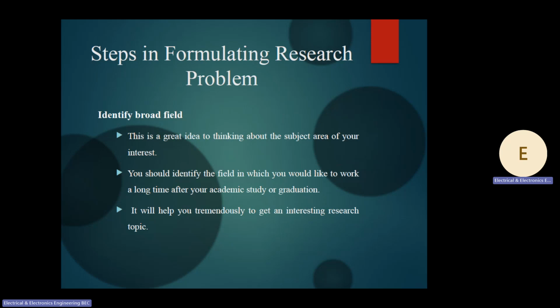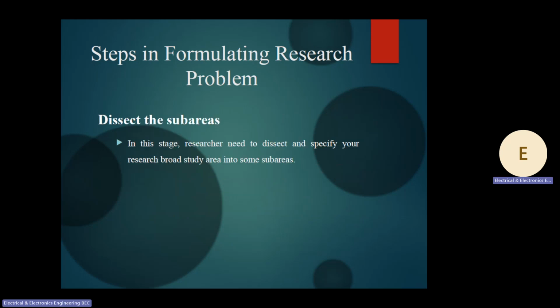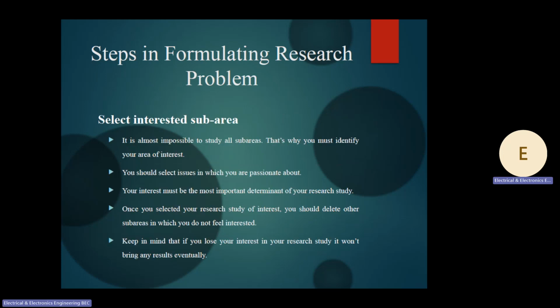Then, as I have said already, identify the broad field, and in that you should work for a long time for academic graduation, and it will help you tremendously to get a research topic. And then dissect the sub areas. In this stage, the researcher needs to dissect and specify the research broad area into some sub areas. And then finally select the interested sub area. We said already, it is almost impossible to study all sub areas.